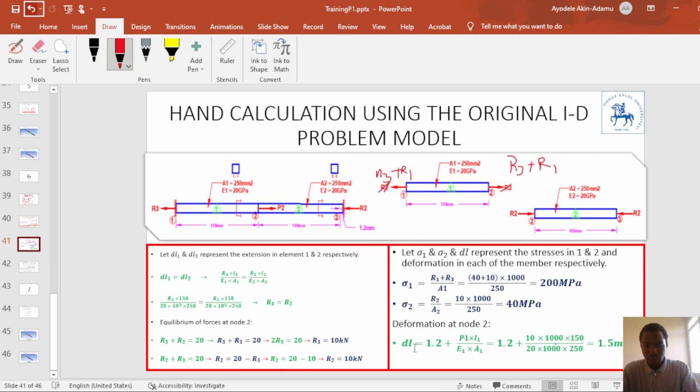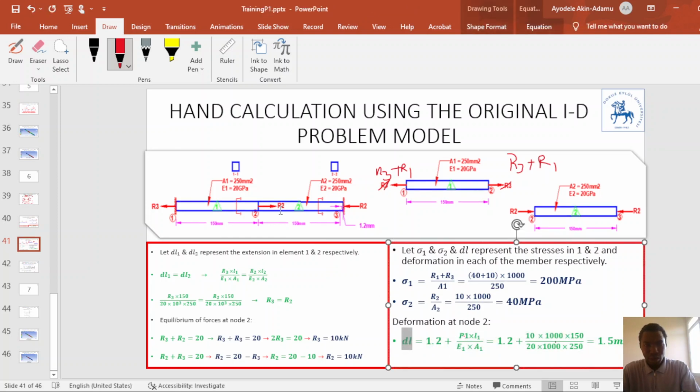So here you see DL, that is the extension. Actually, the deformation at node 2 is equal to 1.5 mm, which is what we got in our finite element solution. So let's go back to the Matlab working environment to determine our stresses in finite element 1 and finite element 2.